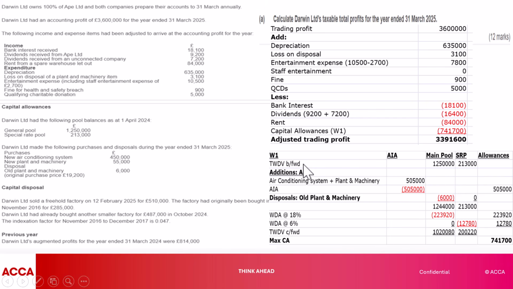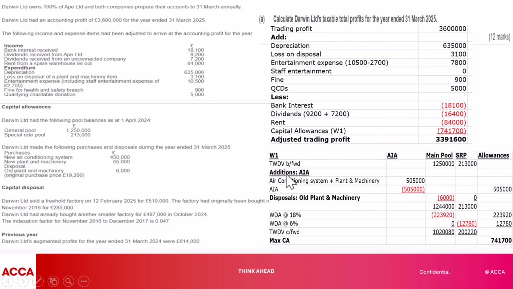Let's come to capital allowances. So we're told here they had the following pool balances. The general pool is 1.25 million, which is also known as the main pool. And the special rate pool is 13,000. You can write SRP, you can write AIA, you can use short forms as long as you understand they're not your own formed short forms. They are actually used. So AIA, SRP, WDA, those ones are used, and therefore we will understand what you mean.